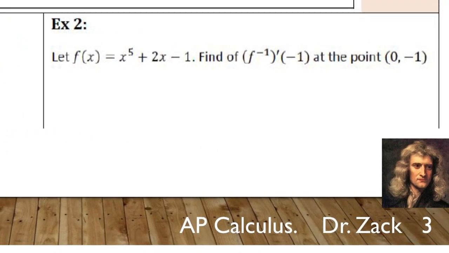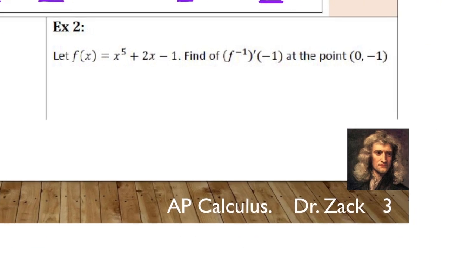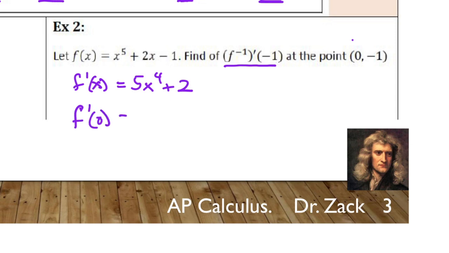For example 2, very similar problem. So this time, we know we have our x and our y values, but we're looking for the derivative at negative 1. So let's find f prime of x. That's going to be equal to 5x to the 4th plus 2. Then we're going to substitute in f prime at 0. And when we get f prime at 0, the answer is 2. So the derivative at negative 1 is going to be equal to the reciprocal, which is 1/2.